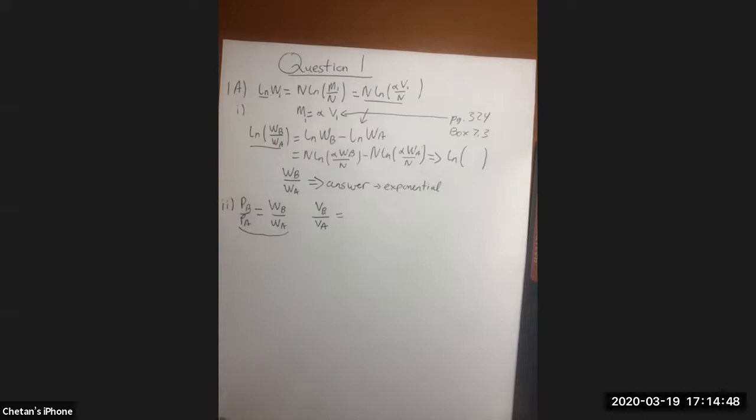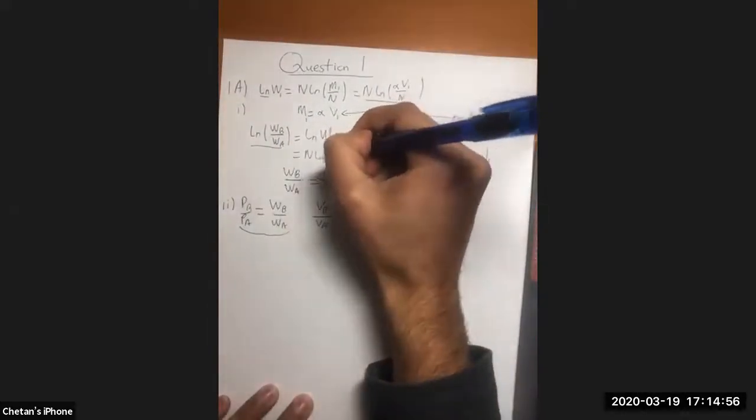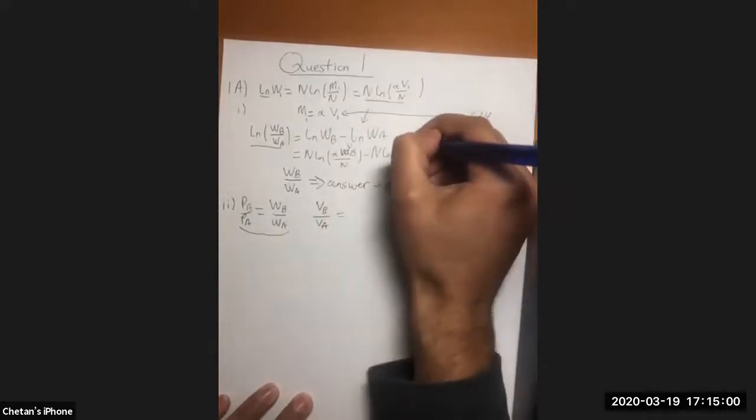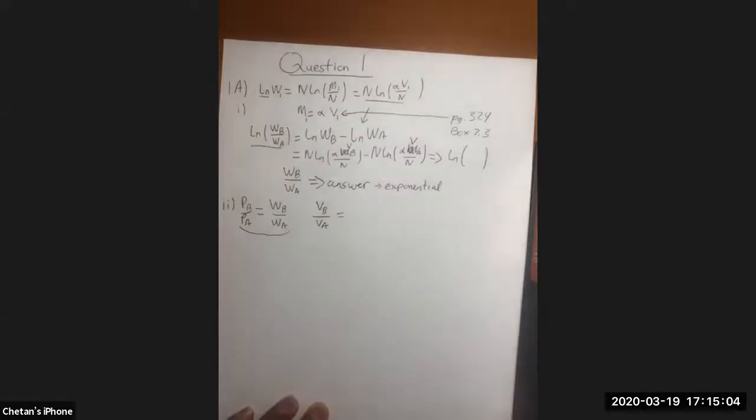For part one, should it be N ln alpha VB instead of WB? Yes, sorry, I wrote W by accident. This should be, ooh, how do I fix this? Yes, it should be a V. My bad, thank you for catching that. Should be V's, yes.